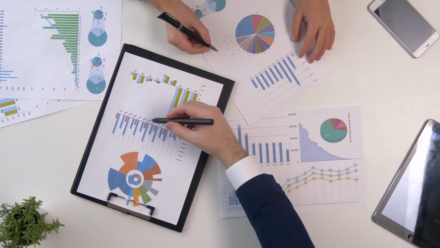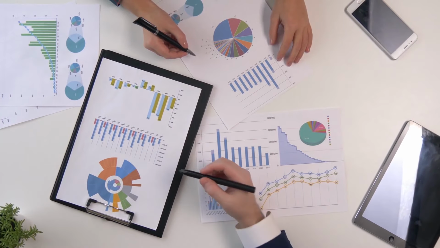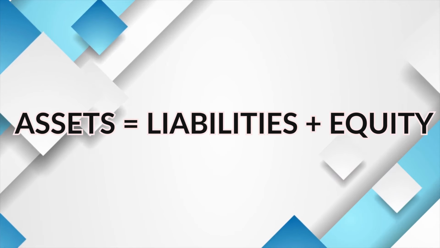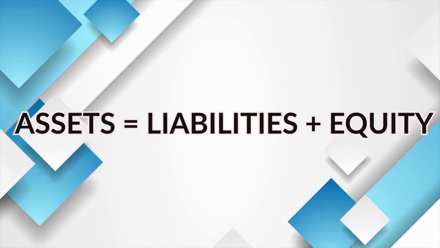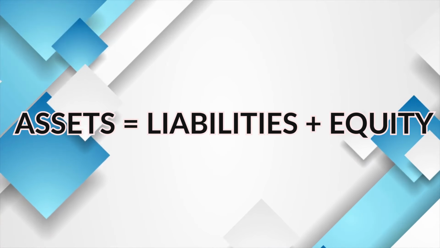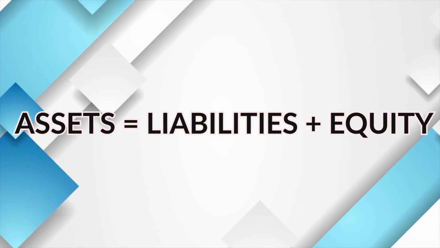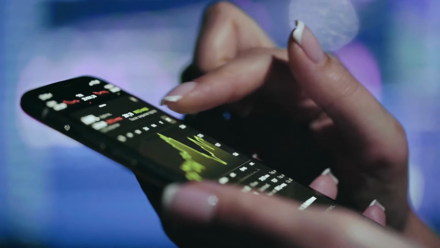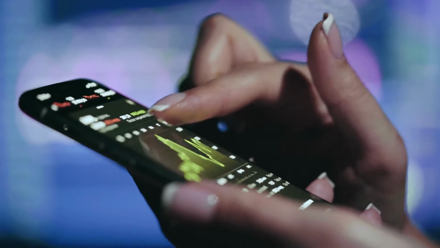The basic accounting equation that ties these elements together is assets equals liabilities plus shareholders' equity. It essentially means that a company's assets are funded either by borrowing or by the owners. Sounds simple, right? But of course, we're just scratching the surface.